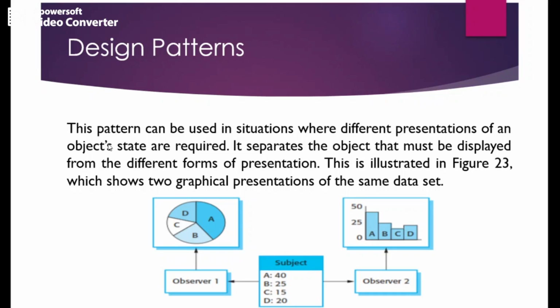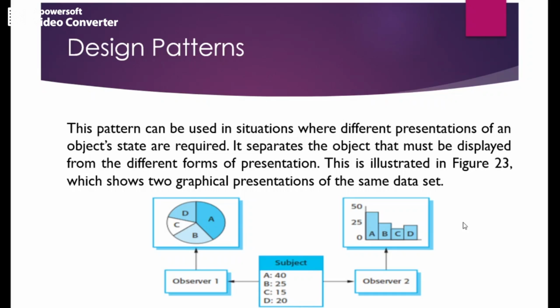So we can see in the figure, I told you that they can use graphical representation or tabular. This is something graphical, a pie chart. This is a bar graph, and this is the tabular. So you can see multiple displays. Here we have observer 1, another one is observer 2, and this is your subject. So you see here A14, B25, C15, D20.